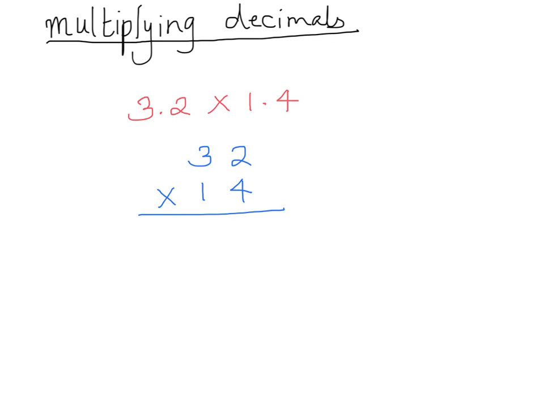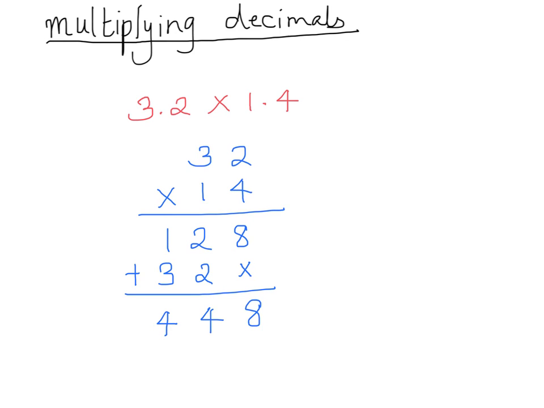4 times 2 is 8. 4 times 3 is 12. Okay, and on to the next row. 1 times 2 is 2. 1 times 3 is 3. And you add them all up together here. 8 and nothing is going to give you 8. 2 and 2, 4, and 1 and 3, 4.